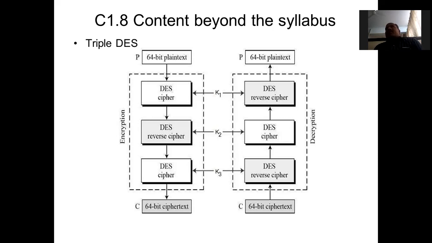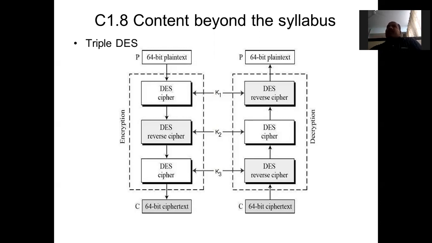Okay, so till now we have studied only single character encryption, but henceforth we are going to study the multiple character encryption here. Okay, we have the 64-bit plain text. Again, we have the DES cipher, DES reverse cipher, DES cipher, and again we are getting the C as the cipher text, that is a 64-bit cipher text.